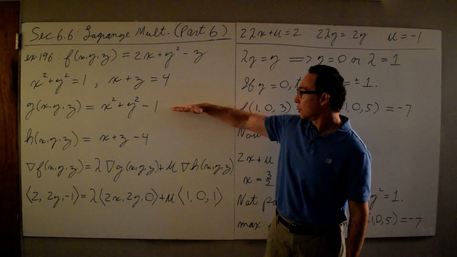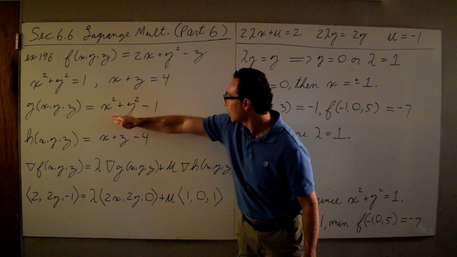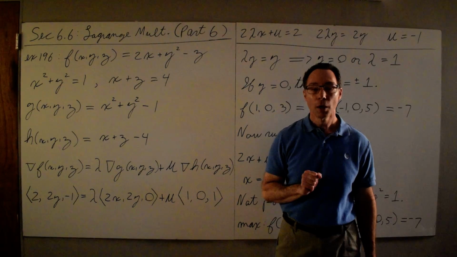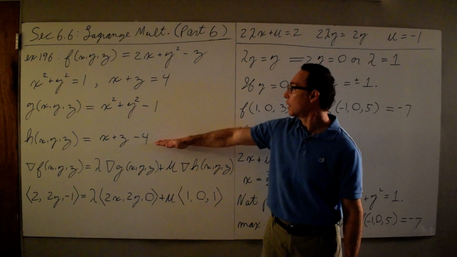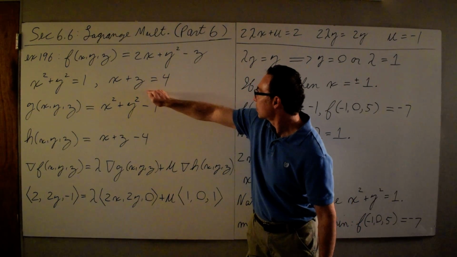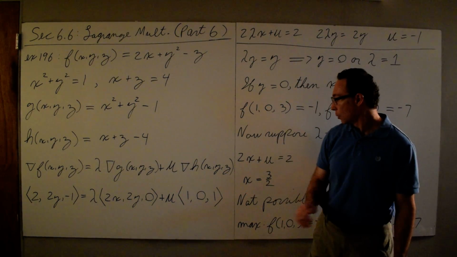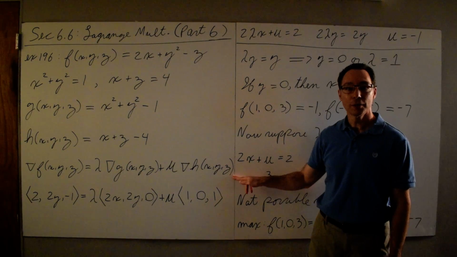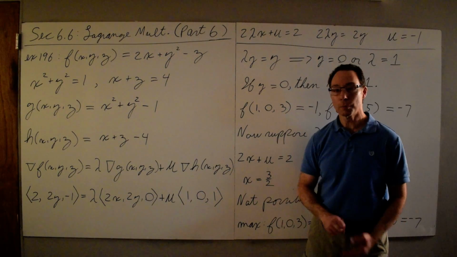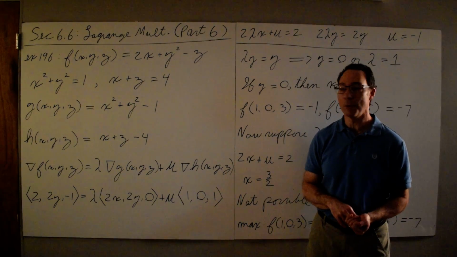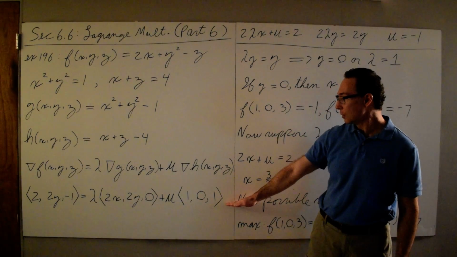So remember, we want the constraint g equal to 0, so we simply have g of x, y, z as x squared plus y squared minus 1. We also want to look at the constraint h equal to 0, so we set h of x, y, z equal to x plus z minus 4. Now we look at the equation. Gradient of f is equal to lambda times the gradient of g plus mu times the gradient of h. Remember, we're looking for two Lagrange multipliers this time, lambda and mu. So we calculate the gradients and we have this vector equation.